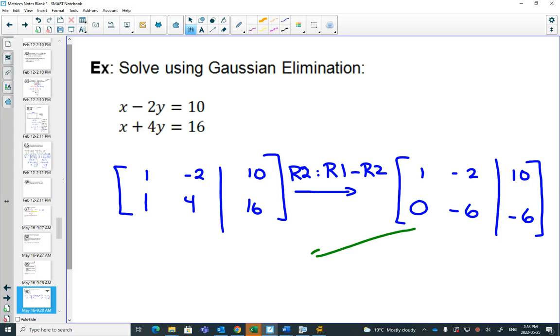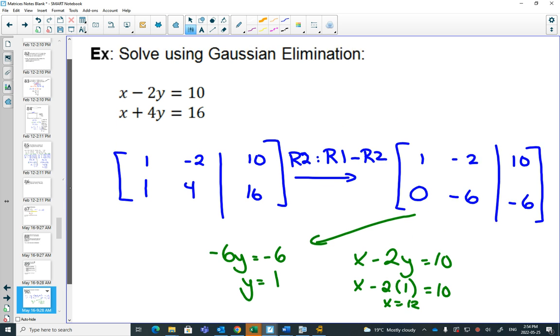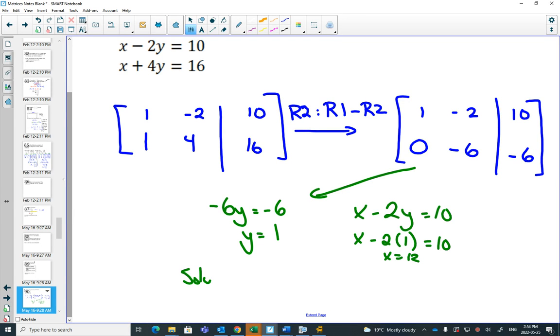Once we get that 0, this now means that negative 6y is equal to negative 6, and y is equal to 1. We also know that x minus 2y is equal to 10 from the first equation. And now that we know that y is 1, we can get x is equal to 12. So our solution is 12, 1.